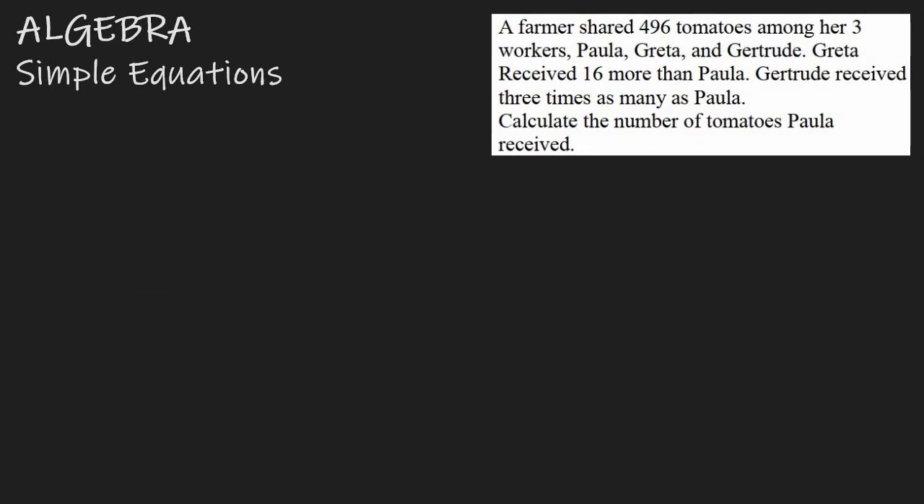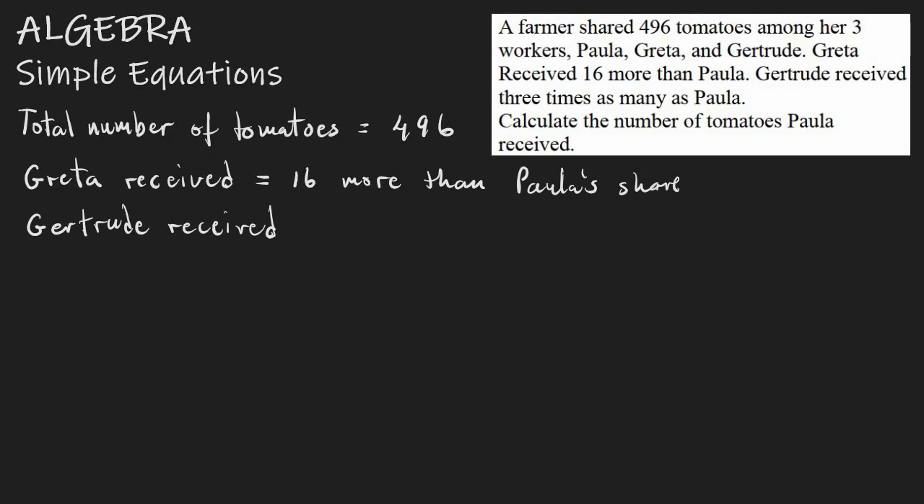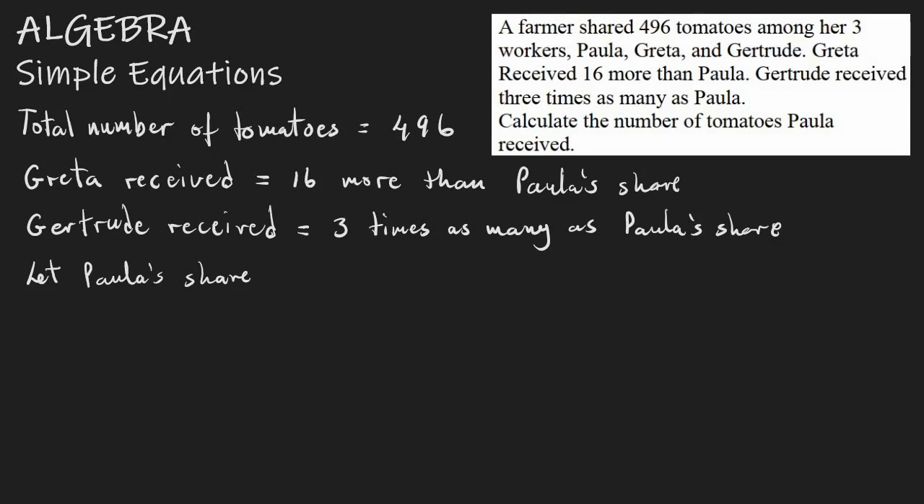Well, my first step is to take down the information presented to me. The total number of tomatoes is equal to 496. Greta received 16 more than Paula's share. Gertrude received 3 times as many as Paula's share. We would like to calculate the number of tomatoes Paula received. So, let Paula's share equal the unknown algebraic variable x.